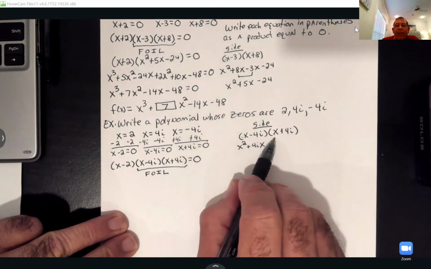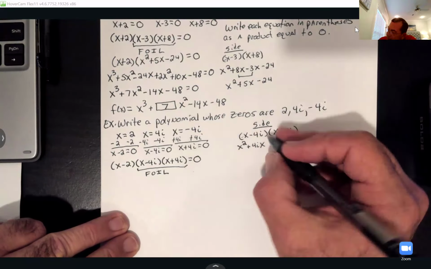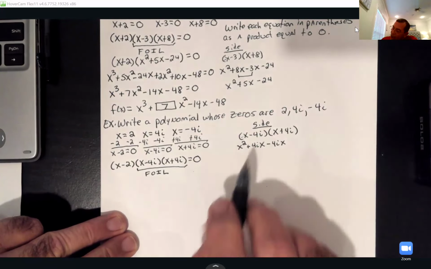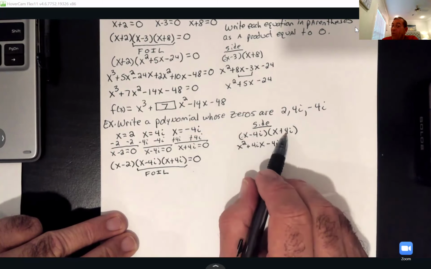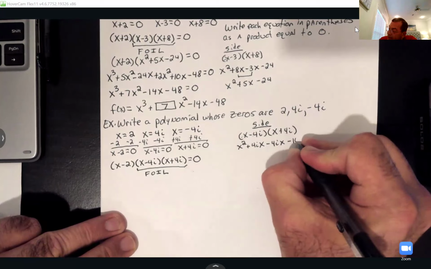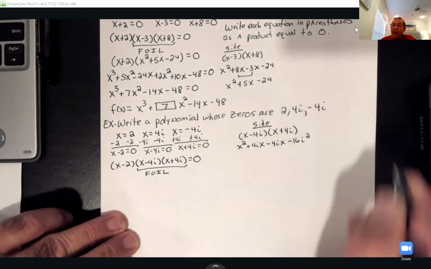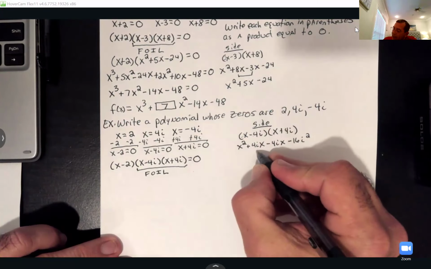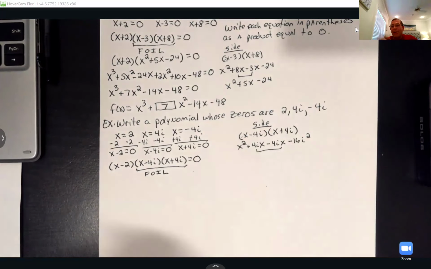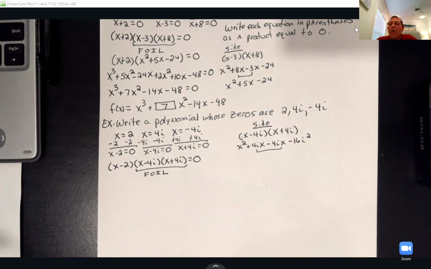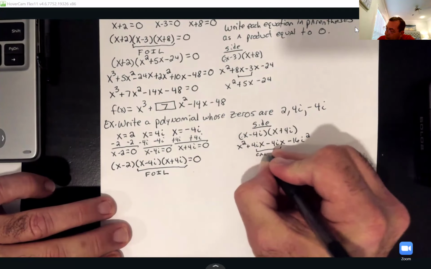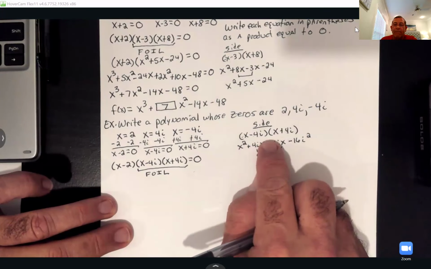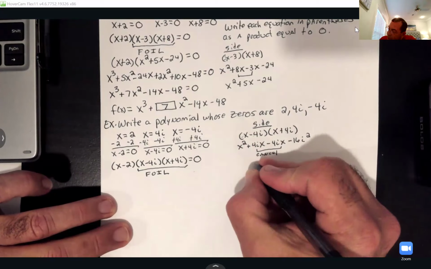Now we're going to distribute this. Negative 4i times x is a negative 4ix. And y'all, how about this? Negative 4i times 4i is a negative 16i squared. What happens in the middle? You got like terms right there. But y'all, 4 and negative 4, they're going to cancel. Anytime you FOIL conjugate pairs, the middle will always cancel. So that leaves me with this x squared.